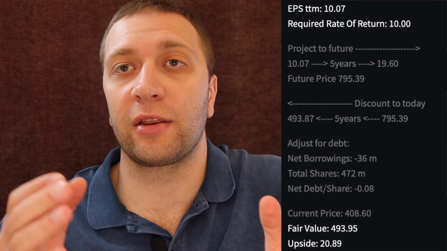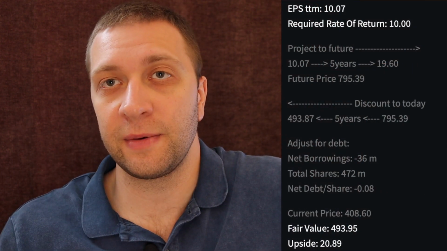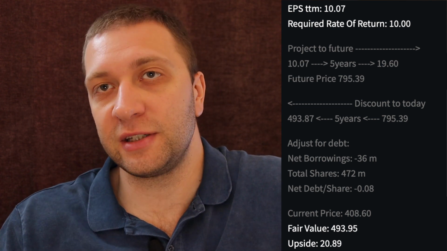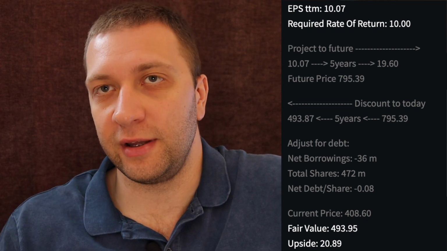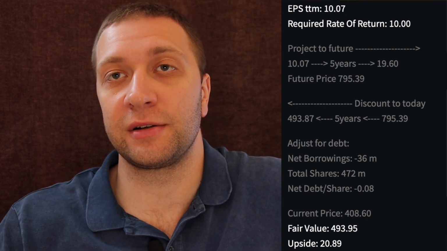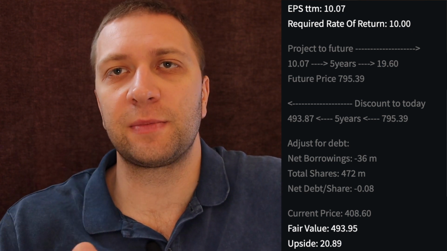First, we will use the discounted earnings per share method. We saw that the growth rate was around 15 to 20%, so analysts are projecting for the growth rate to be around 14%, so this seems reasonable. In our calculation, we will use the current price to earnings. What we basically do is we take current earnings per share, grow them using the growth rate, multiply by future price to earnings, and discount them back to today using the required rate of return of 10%. After adjusting for net debt, we get the fair value of $493 per share, which implies around 20% upside.